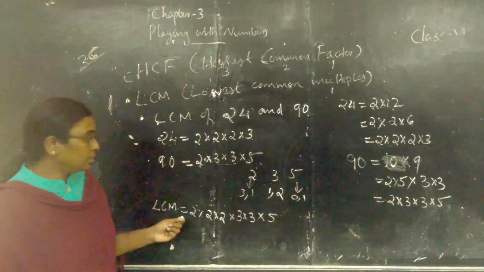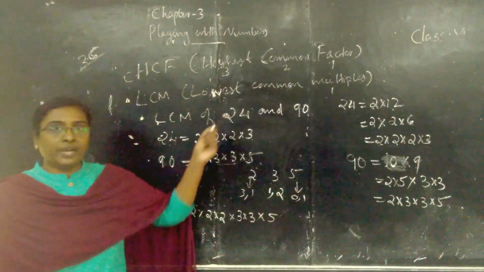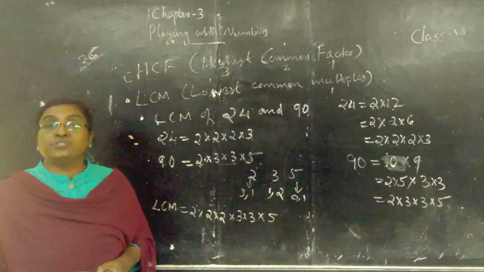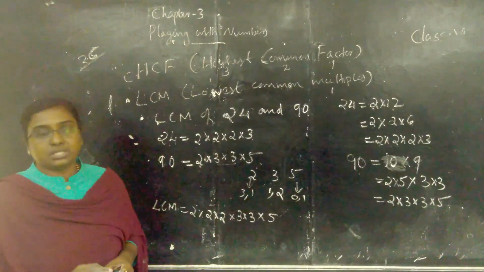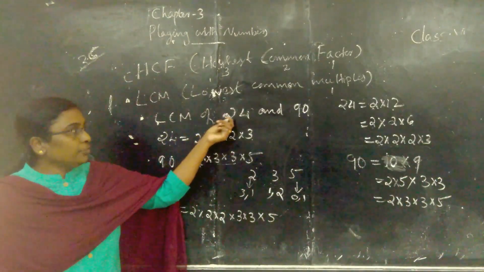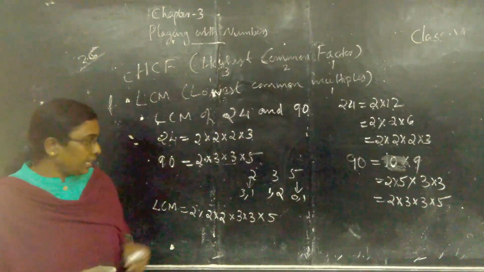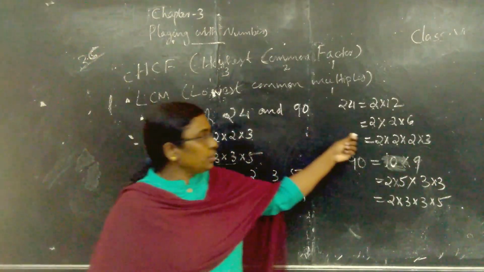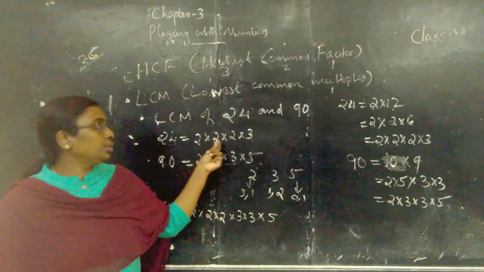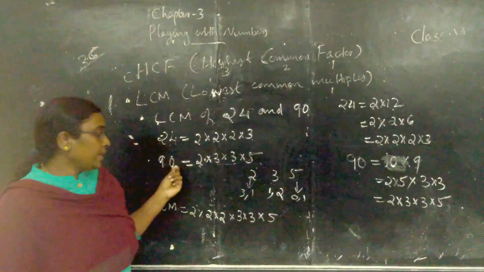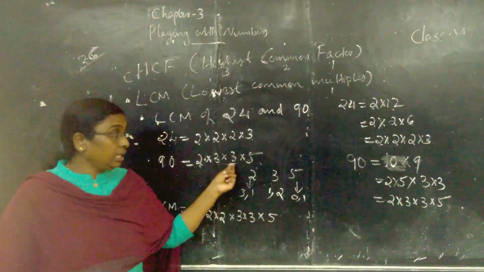Did you get it? Once again, in order to find the LCM, first we prime factorize the numbers. So find the prime factorization of 24 and 90. Prime factorization of 24 is 2 into 2 into 2 into 3. Prime factorization of 90 is 2 into 3 into 3 into 5.